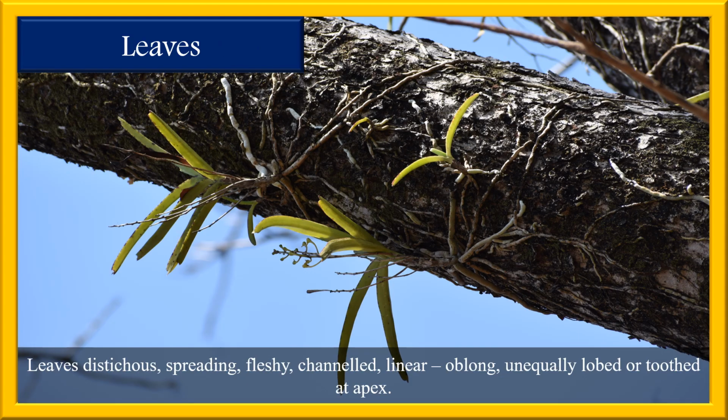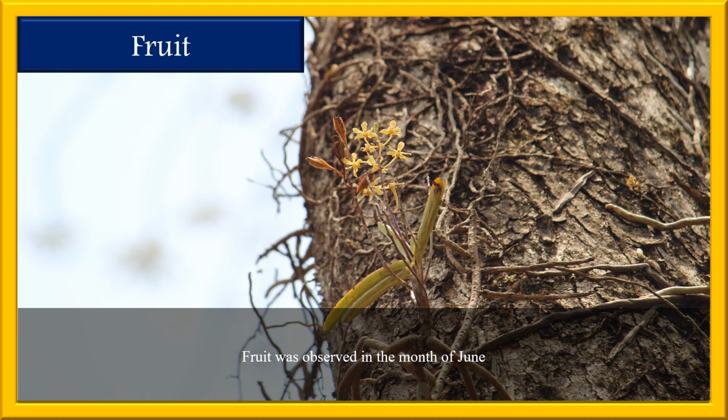So now comes the leaf part. The leaves are linear, oblong, unequally lobed at the apex and coriaceous. You can see it in this picture. The leaf is very prominent and very different from other orchids. It is one of the best things about this orchid that you can recognize it without the flower.